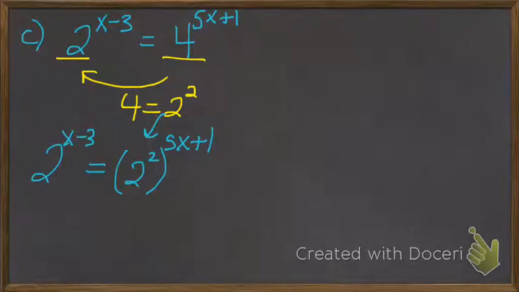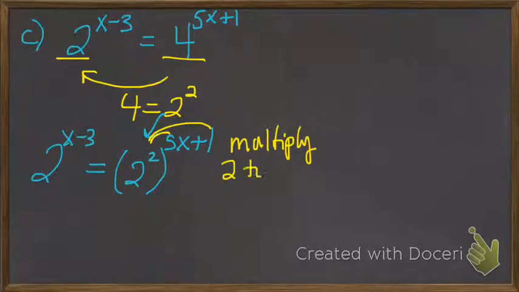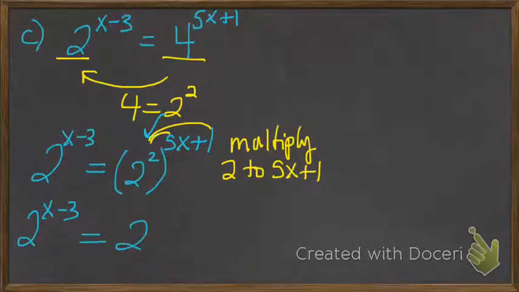So the next thing you want to do is simplify the right side of the equation by multiplying the 2 to the 5x and to the 1. It's like you're using the distributive property. So I'll just make a note of that here. Multiply the 2 to 5x plus 1. Well, what does that give us now? The left side is still the same. 2 to the power of x minus 3 is going to equal 2 to the power of 10x plus 2.